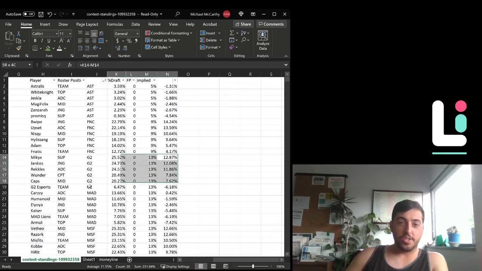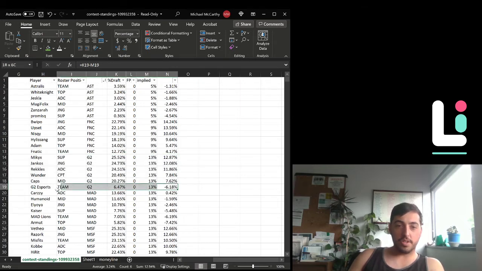So G2 losing just doesn't matter. G2 lose, okay, that's fine. I'm going to throw all their players in my lineup again. Their team slot is under-owned, which means that not only are they highly owned, they're also highly owned as primary stacks.